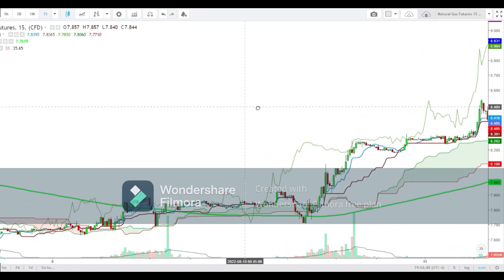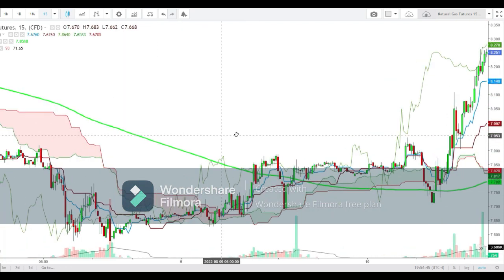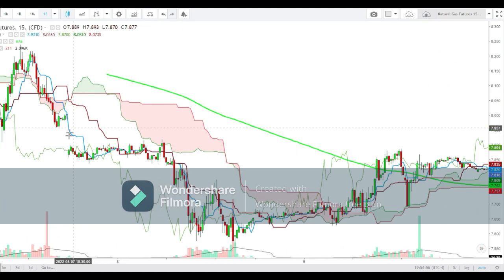Let us start the day to analyze the movements of natural gas futures in a 15-minute time frame here. So here you can see how the natural gas futures started the last week with a gap down opening at the lowest of $7.873, and from here selling pressure continued during this week, and the natural gas futures tested a low at the lowest of $7.578 during this week.